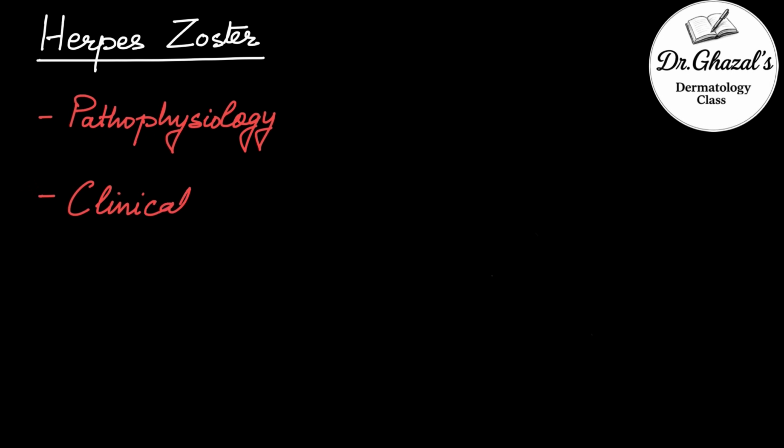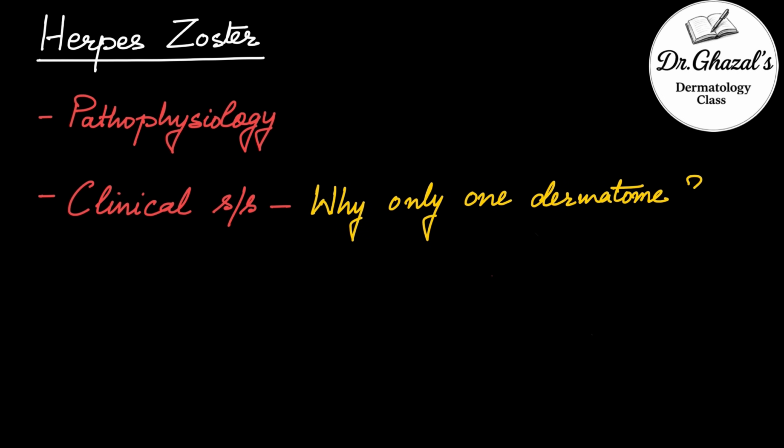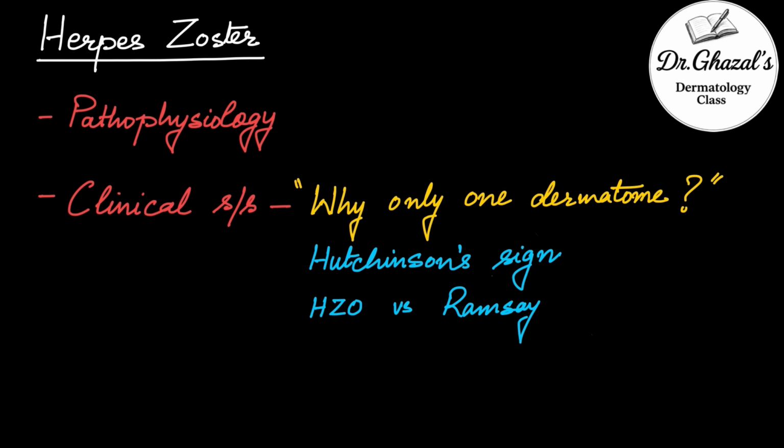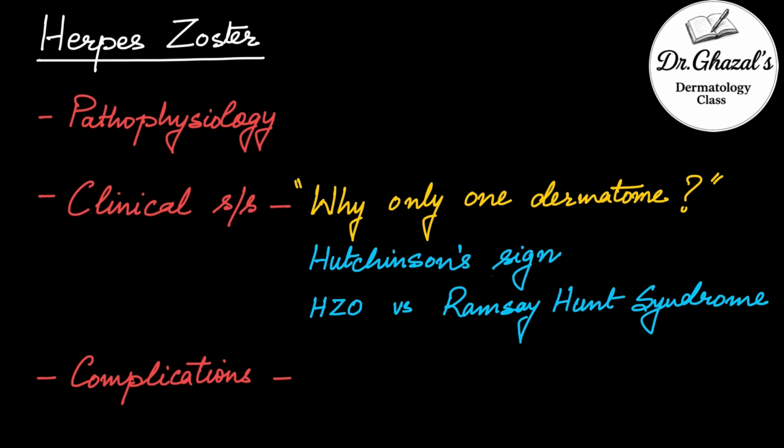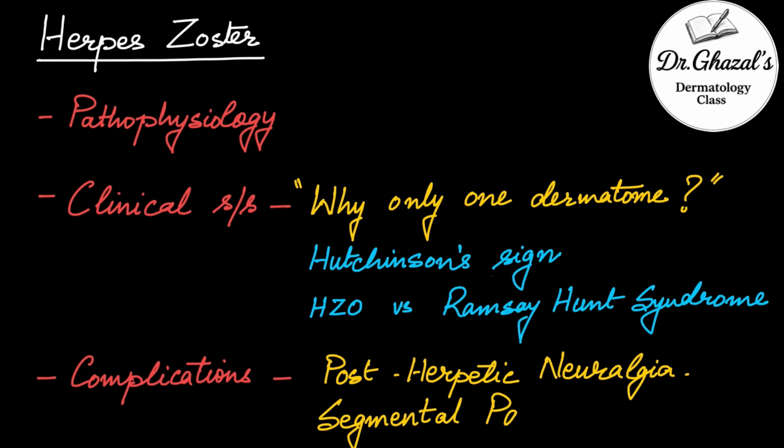Herpes zoster, the reactivated form of varicella. Some intriguing questions will be answered today. Why is only one dermatome involved in zoster while varicella is a systemic infection? What is Hutchinson's sign? What is the difference between herpes zoster oticus and Ramsay Hunt syndrome? Some complications like post-herpetic neuralgia and segmental paresis will be dealt with.